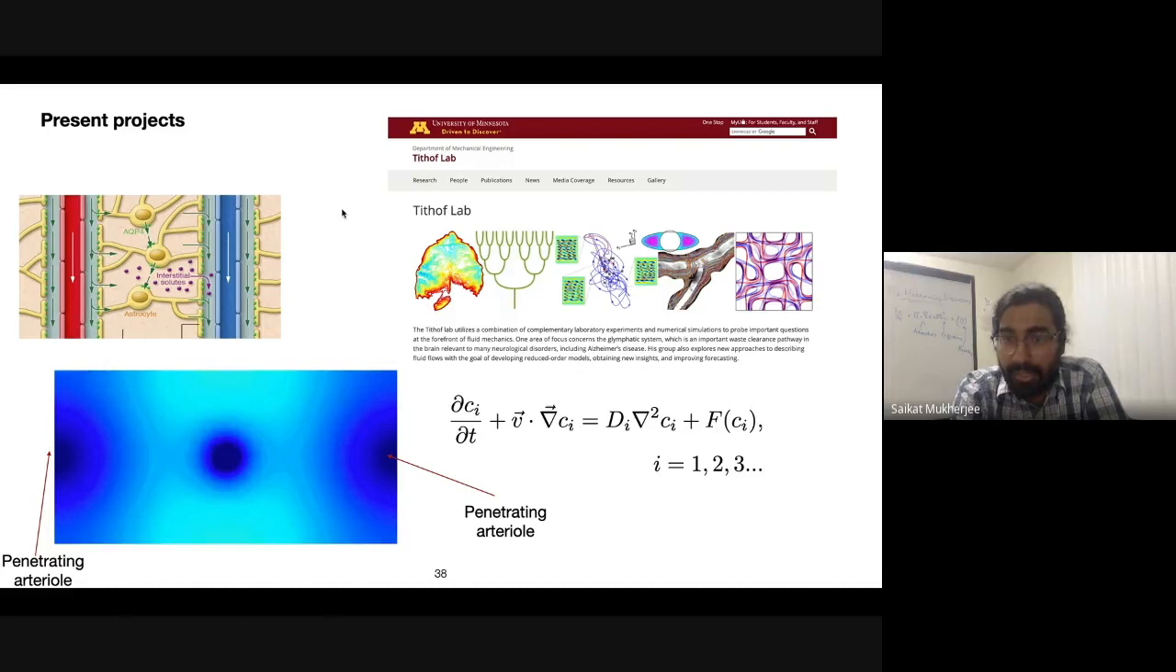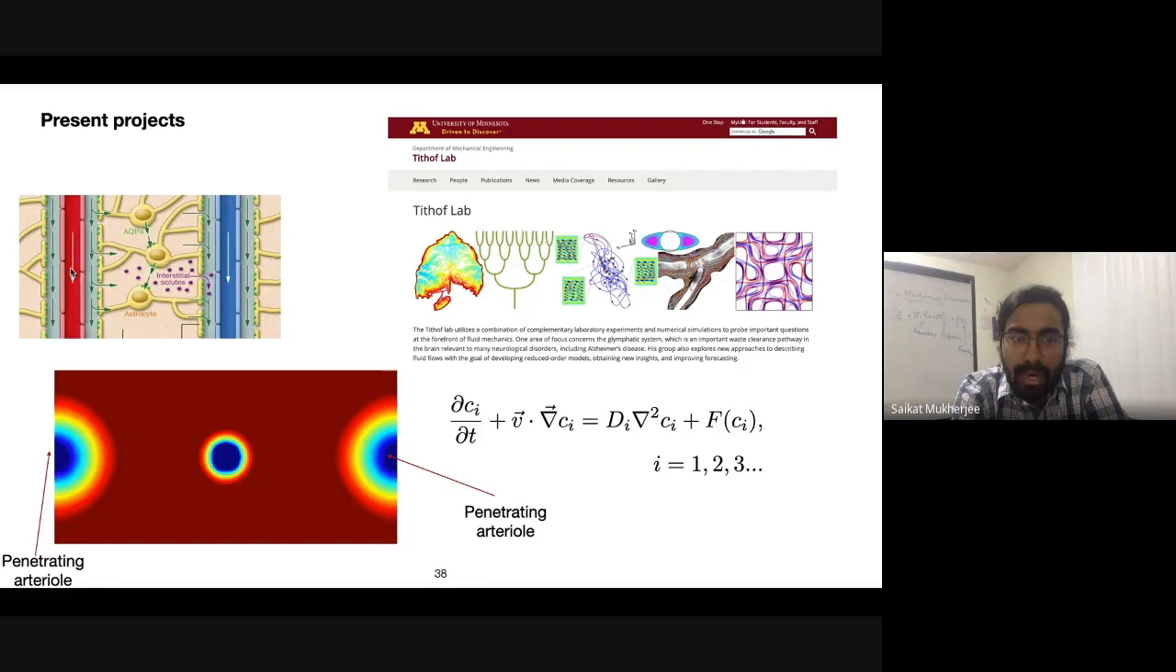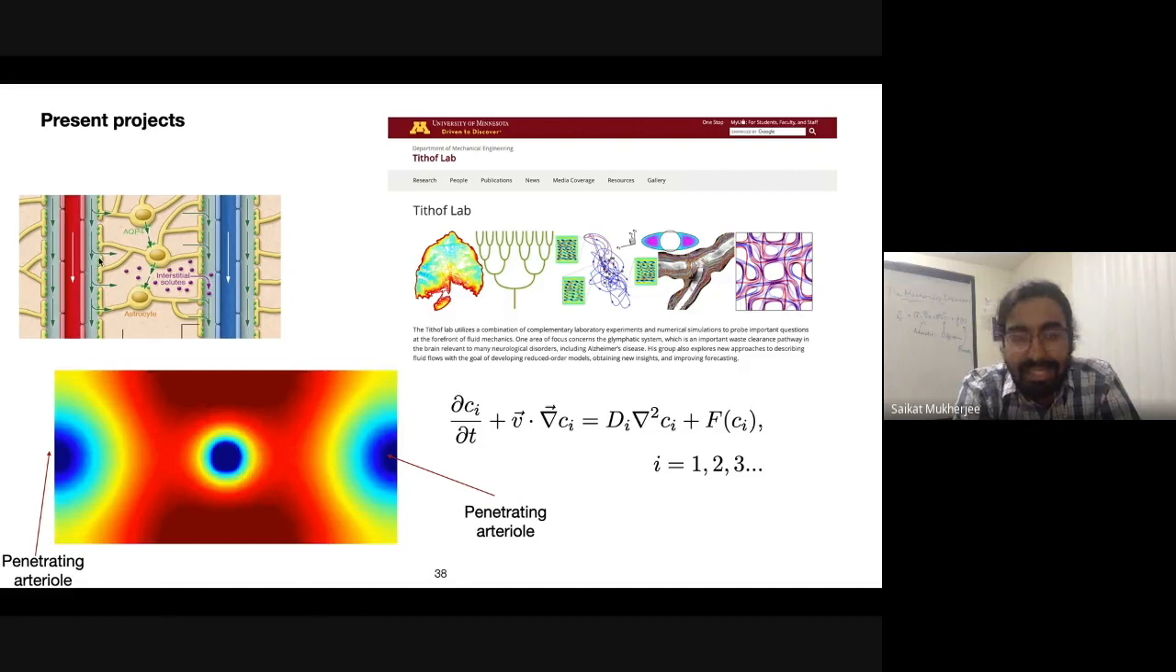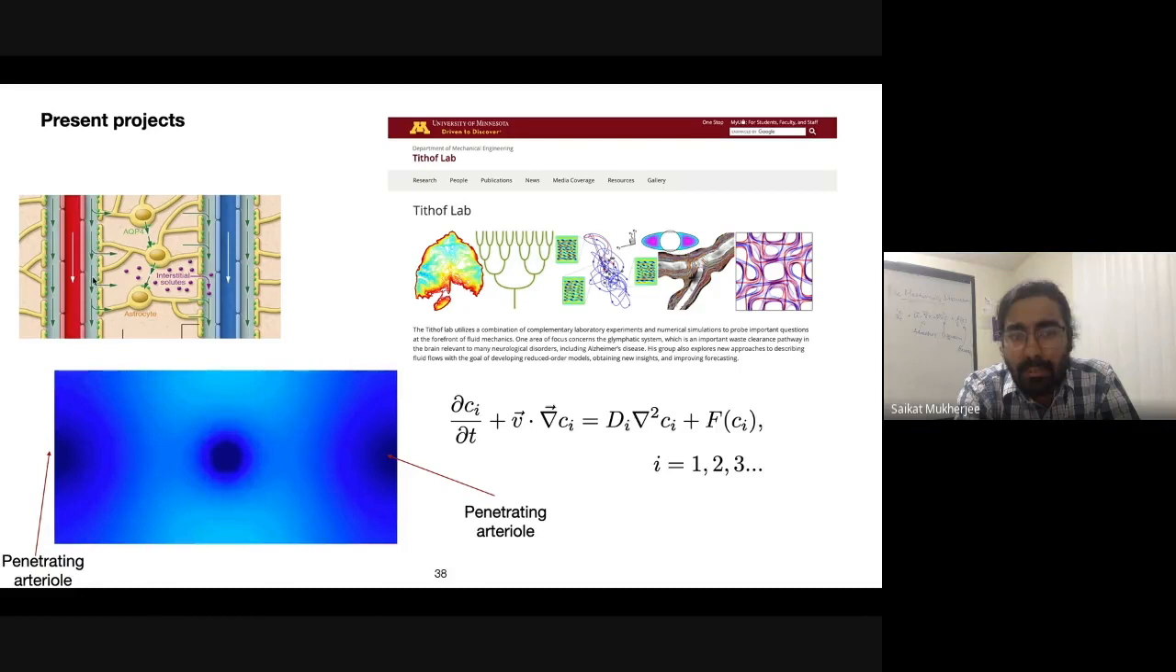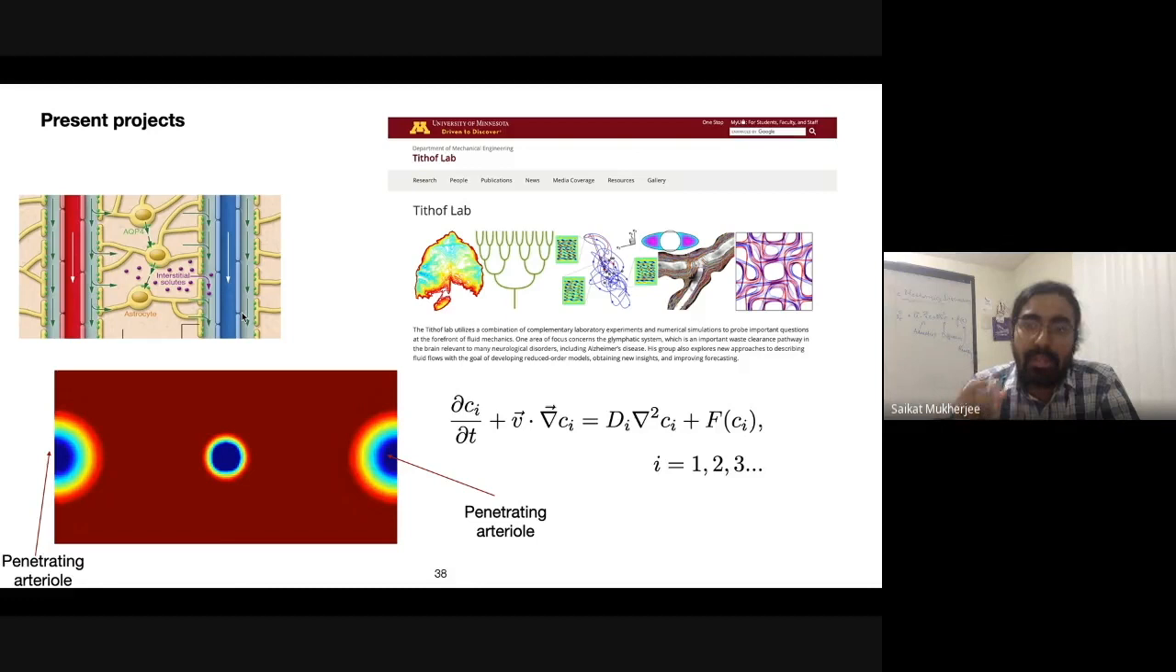So I'm going to first show you this schematic taken from a paper, where this is your brain cortex, and the red is your arteries, the blue is veins in your cortex. What has been discovered recently is that there are annular spaces around your arteries and veins through which the cerebrospinal fluid, a colorless fluid that flows in your brain, propagates. Now, the motion of the cerebrospinal fluid has been shown to clear out waste products from the brain, because the neurons in your brain constantly metabolize, and so it's very interesting.